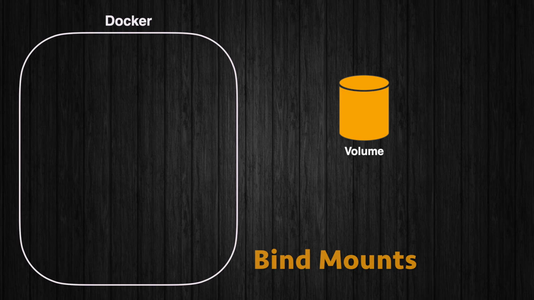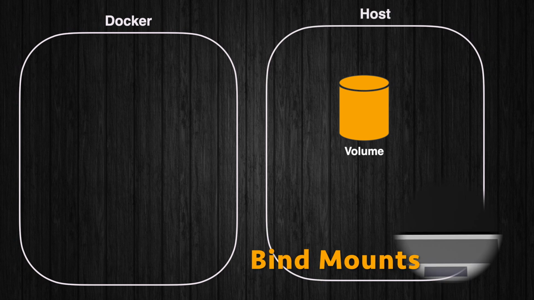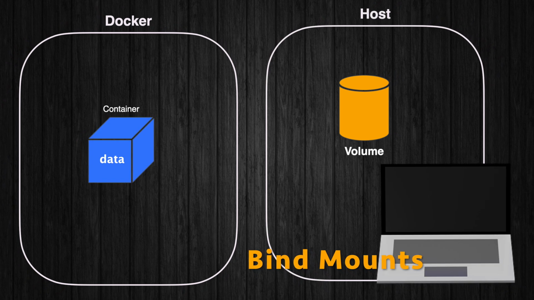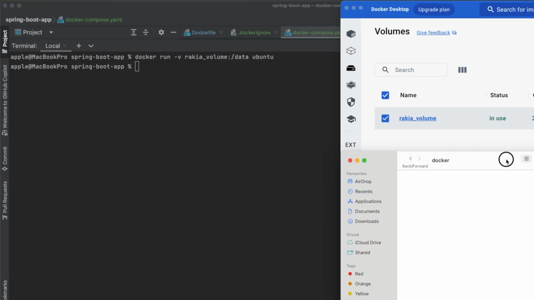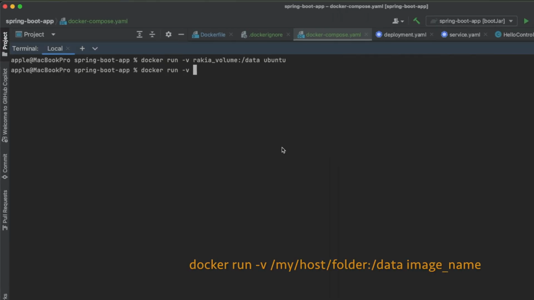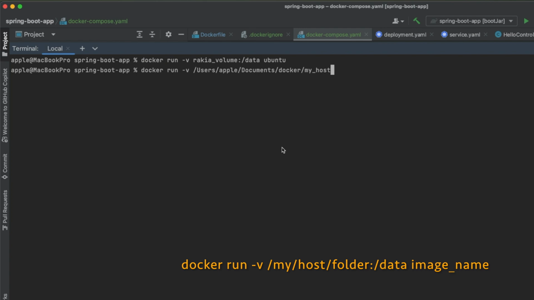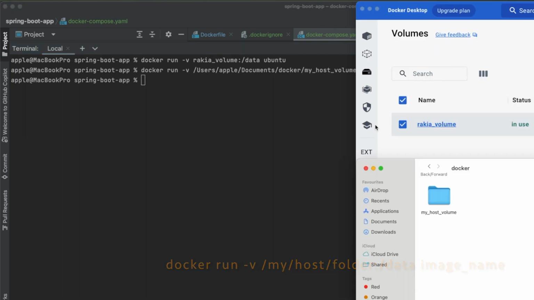Bind mounts link specific folders on your host to a container. This is great if you want direct access to files on your computer. Run: docker run -v /my/host/folder:/data ubuntu.